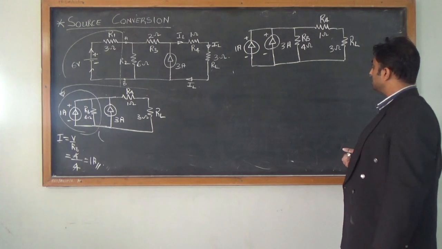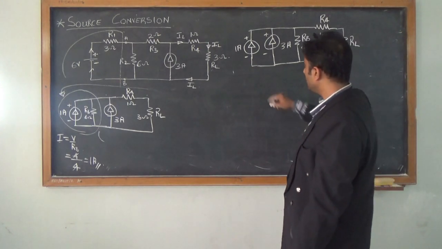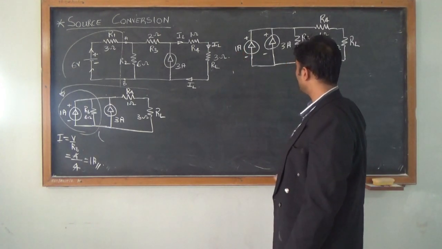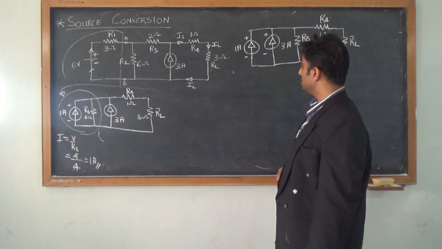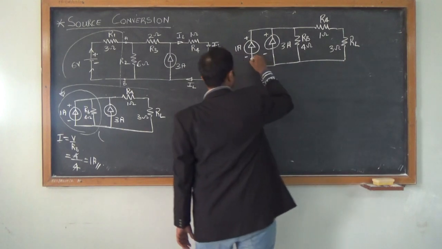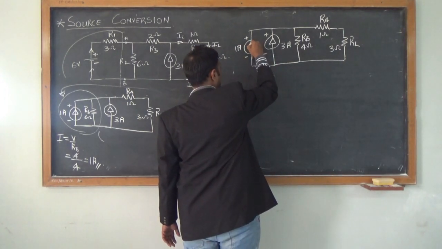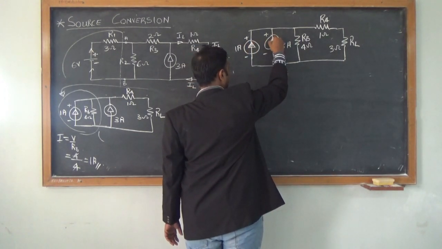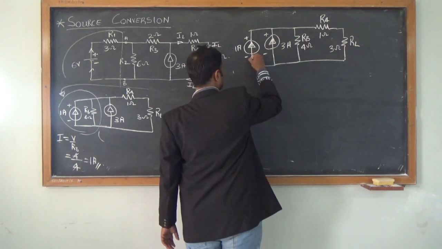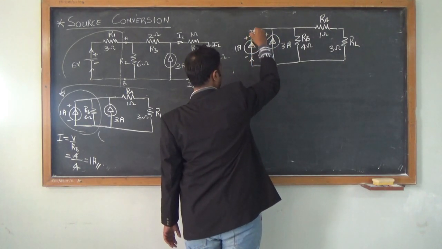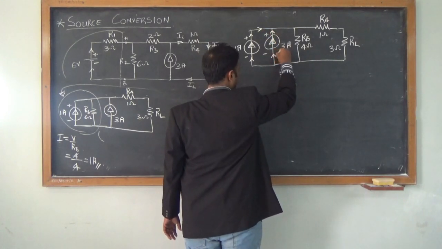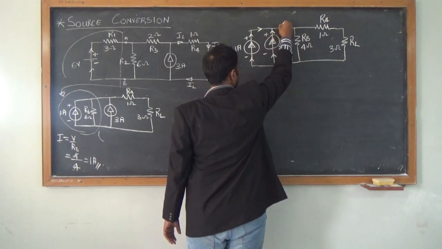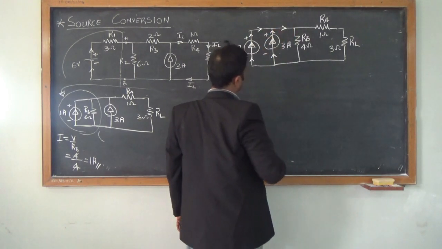Now, if you see here, you have 1 amp of current source here, and 3 amps of current source here. So, if this is the direction of my 1 amp and this is the direction of my 3 amps current source, my effective direction would be this. Since this is a current source, it is supplying.